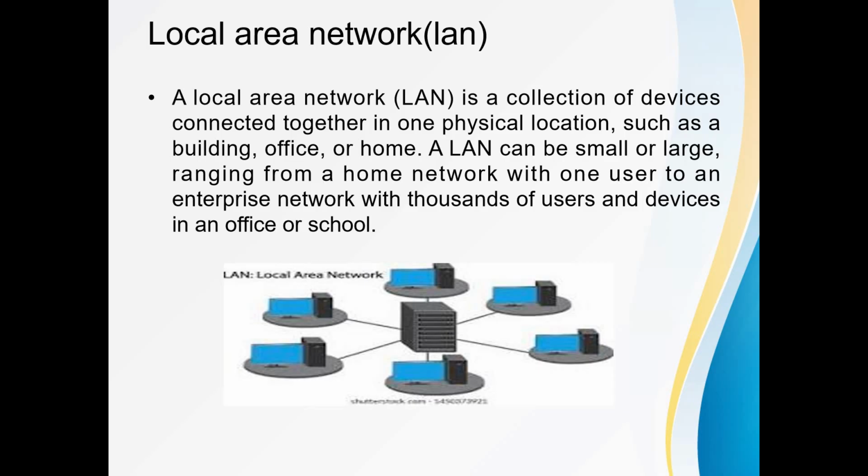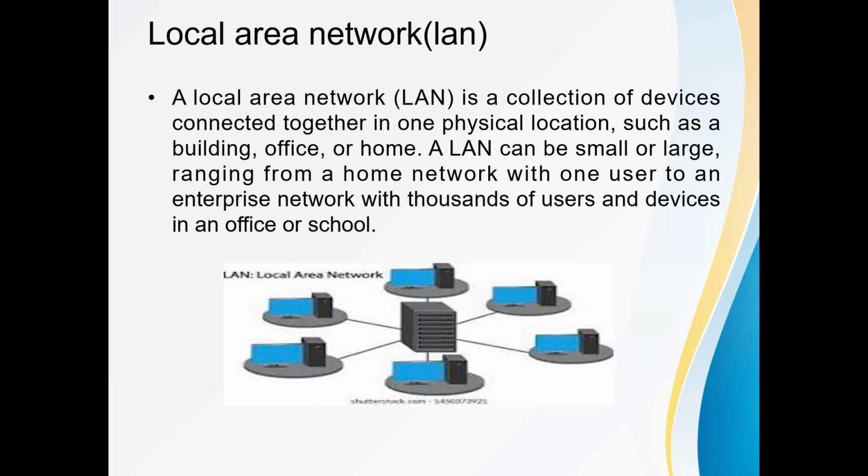In a local area network, the most common topologies used are bus, ring, and star topologies. It has data rates that lie in the range from 4 to 16 megabits per second.